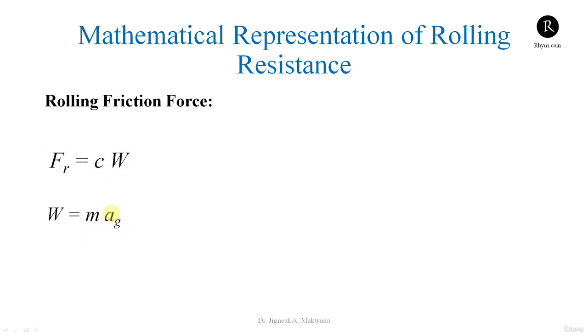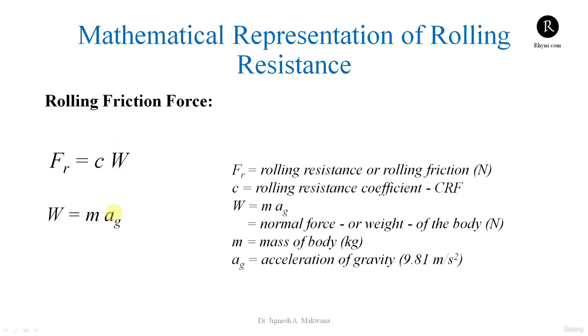W is m into A. A is the gravitational constant and m is the weight of the body. So the opposing force Fr, which is due to rolling resistance, is m into A multiplied by the rolling resistance coefficient. Now the value of this coefficient is very small, 0.001 or 0.01, depending upon the tire type and surface. So we need to understand this.